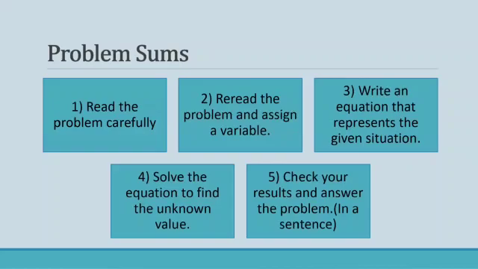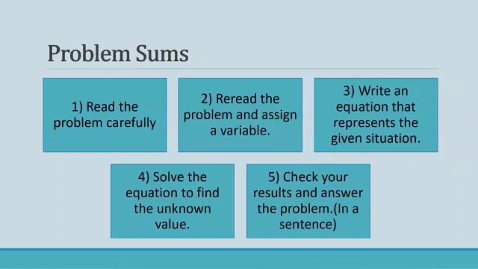Third, write an equation that represents the given situation. Whatever the relationship is given between the two values, accordingly you will be forming an equation. Suppose in the sum it is given that father's age is 5 times son's age. So son's age you will take as x, so father's age will be 5 times, so it will be 5 into x.